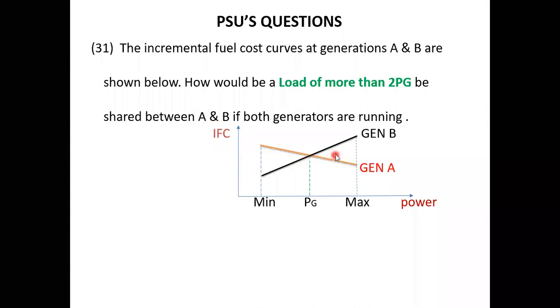Means we need to consider the characteristics after this point. So when you are considering after this point, generator B's incremental fuel cost increases, whereas the incremental fuel cost of generator A decreases. Now tell me the answer for this question. After 2 PG, which generator will share more amount of power, generator A or generator B? Very good, I got the answer. From 252, generator A will take more power after 2 PG.